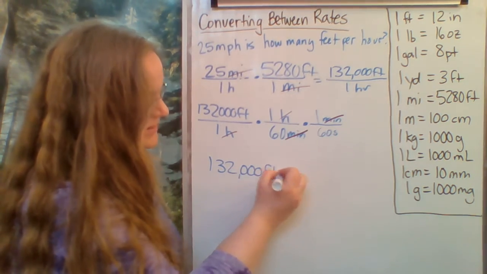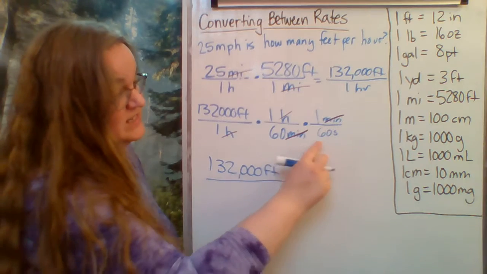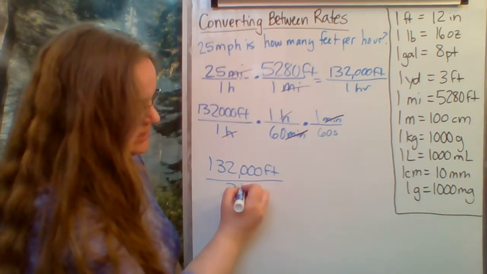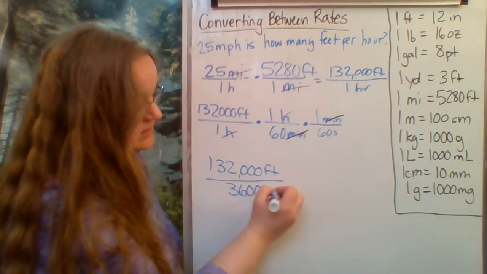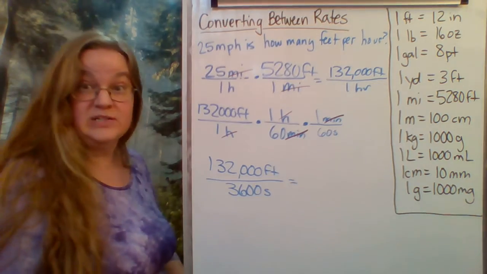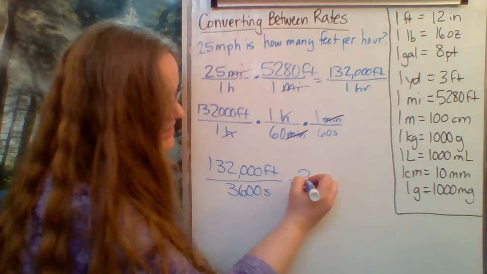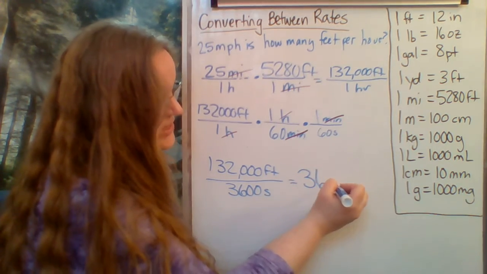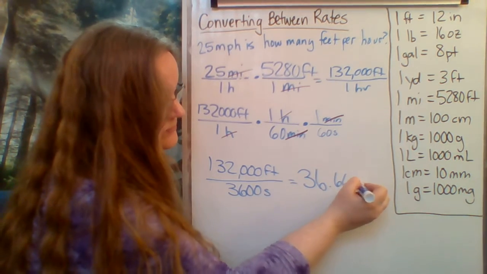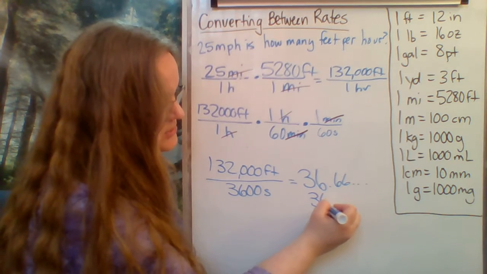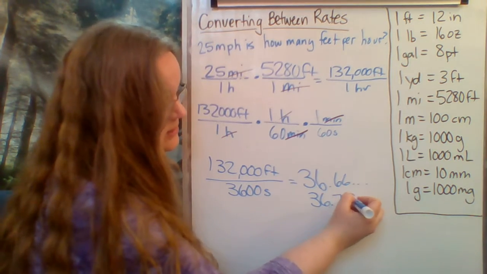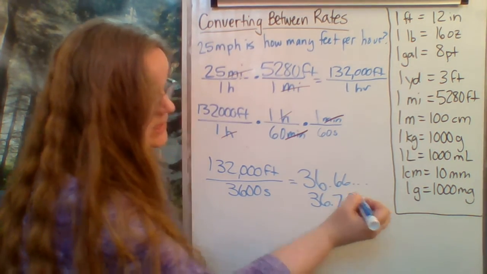Sorry about that. Divided by 60 times 60 is 3,600 seconds. And so now my final step is just to divide that out. And when I use my calculator and divide that out, I get 36.6 repeating. So I'm just going to round that to 36.7 feet per second.